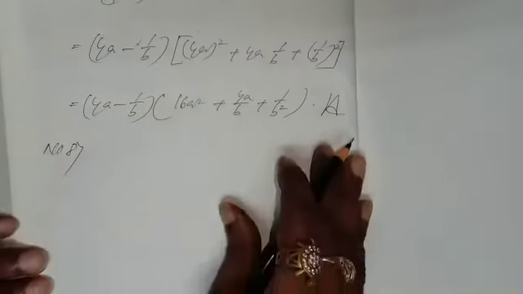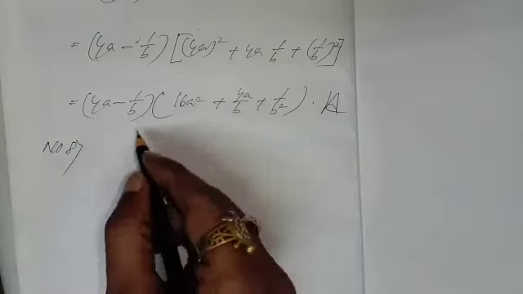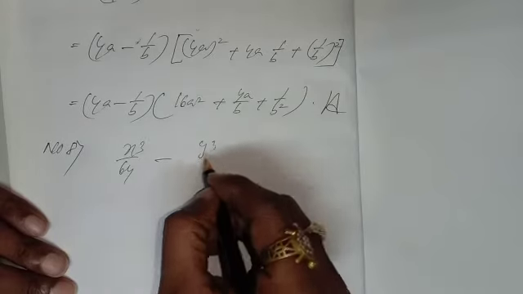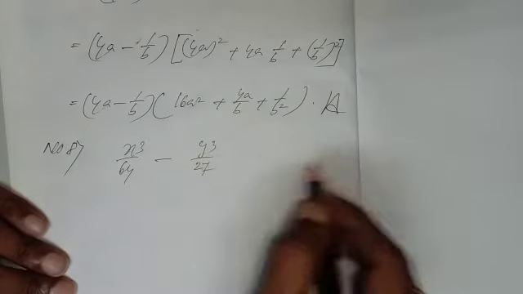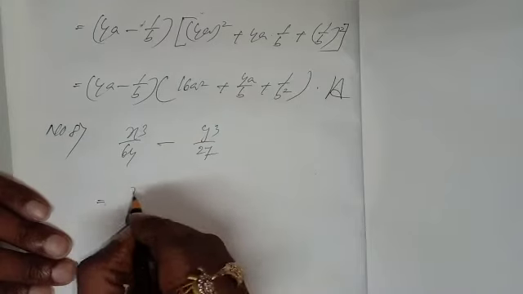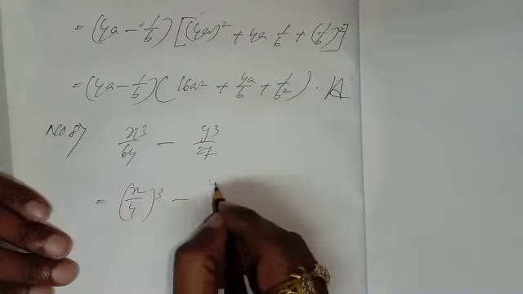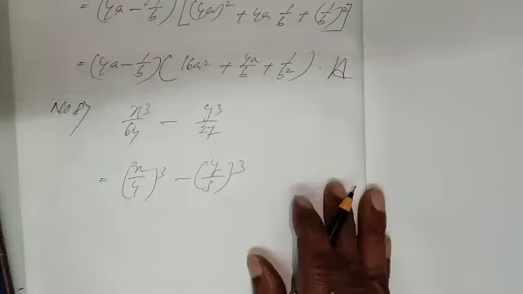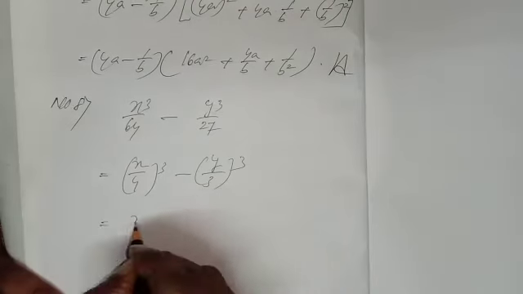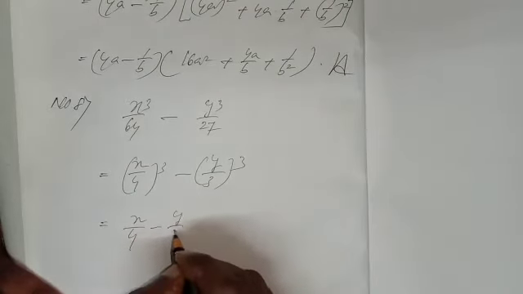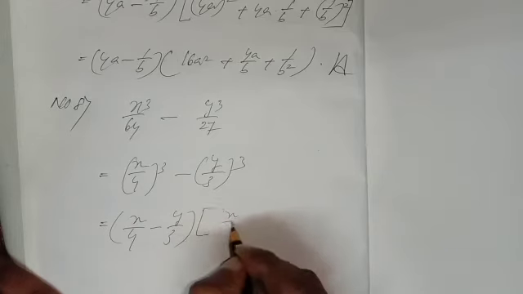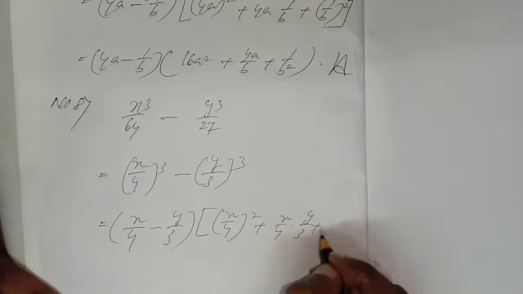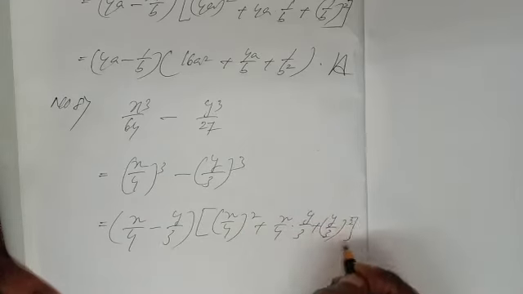Question number 8 is given: x cube by 64 minus y cube by 27. First tell me, x cube by 64 means x by 4 whole cube. This is y by 3 whole cube. The a cube minus b cube formula you have to apply. The formula is a minus b, that means x by 4 minus y by 3, whole into x by 4 whole square plus x by 4 into y by 3 plus y by 3 whole square.